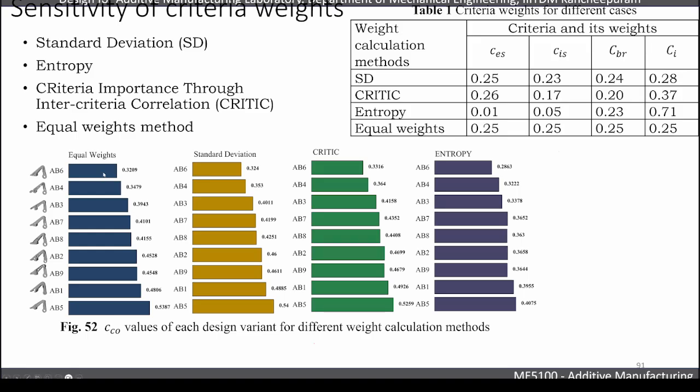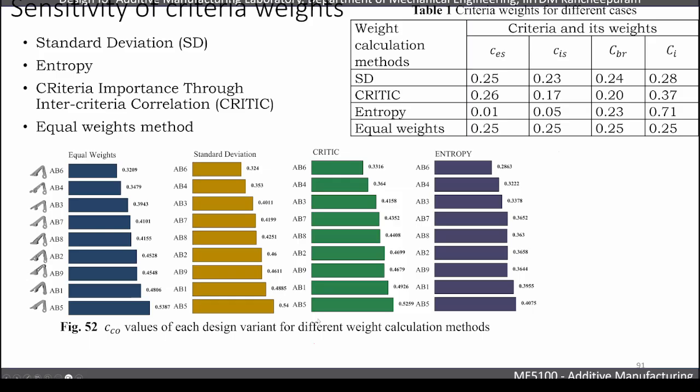When you use equal weight, we get a different ranking. When you use standard deviation, we get a different ranking. When you use CRITIC, we get a different ranking. When you use entropy, we get a different ranking. If you see, they are almost similar in ranking, but only a few things have changed.